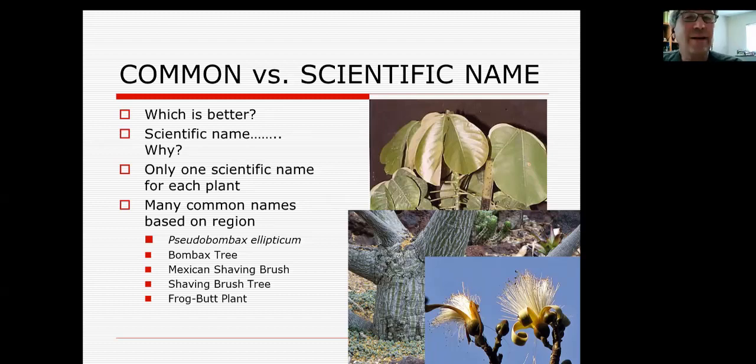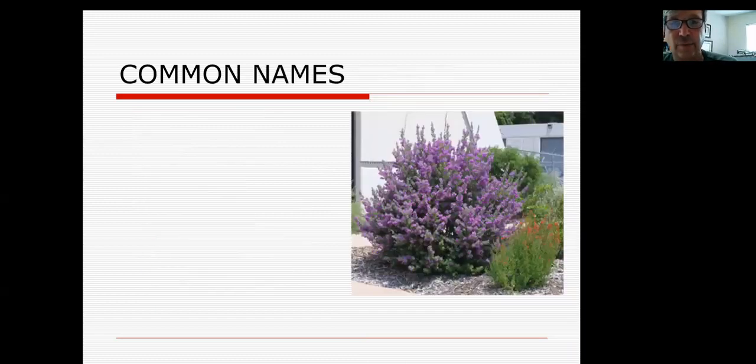Or there may be something else that someone else somewhere else believes looks like a frog's butt, but that's how a common name comes up. But it doesn't mean that very many people will know what it is. But if you go back to Pseudobombax ellipticum and you go anywhere else in the world, they can find out what you're talking about, because that is the scientific name. And there's only one plant that's associated with that name.